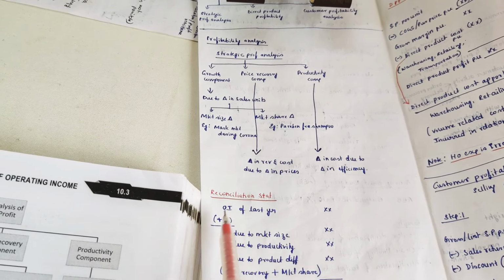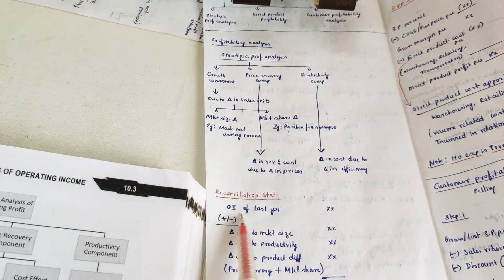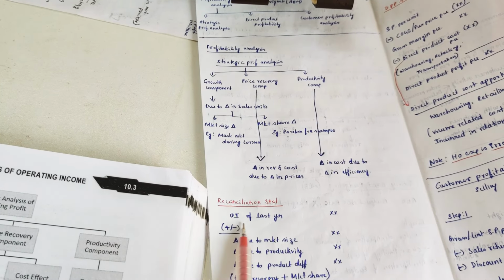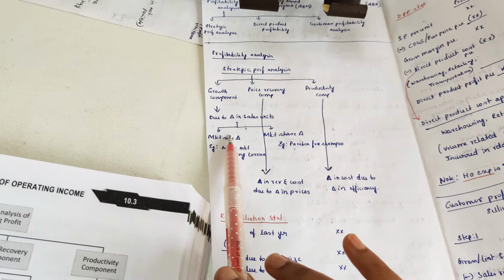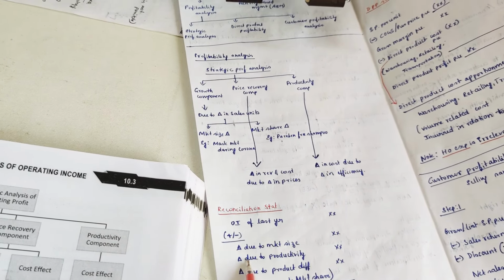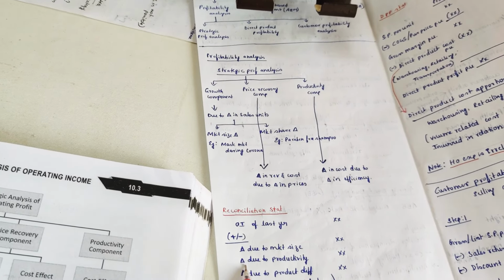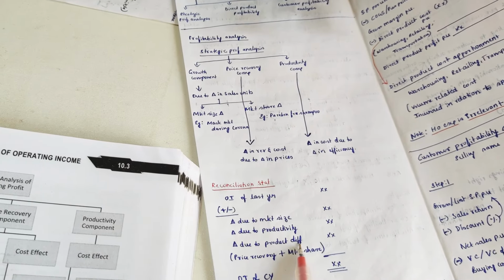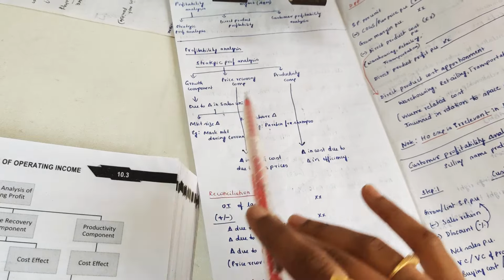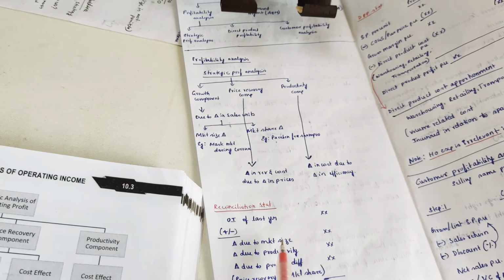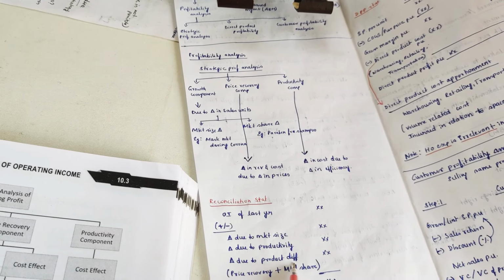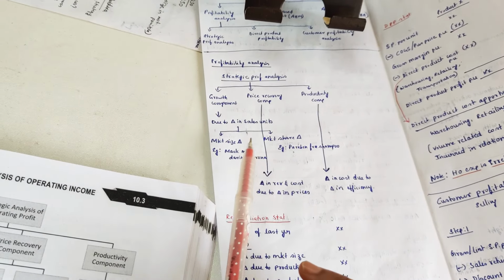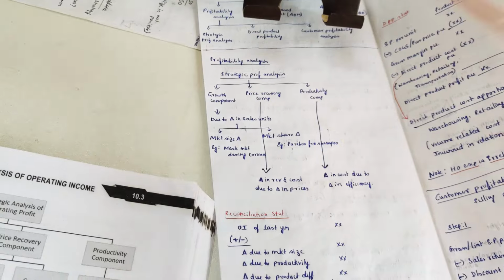In the reconciliation statement, we have the operating income of last year. Last year's operating income you have taken. Then plus or minus what? Change in market size, which is taken directly from here. Change in market price. Then change due to productivity, which we have taken directly from here. Change due to market size. Change due to productivity. Then change due to product differentiation.